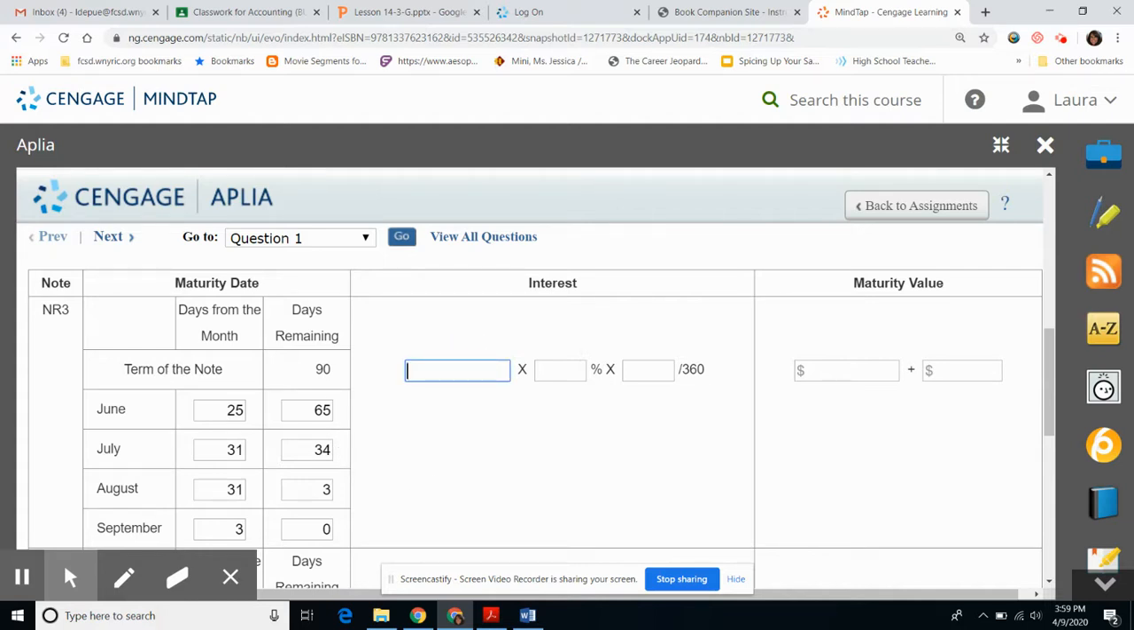For our interest, we start with that $20,000. The interest rate given above was 8%, and the days are the 90 days divided by the 360. That's how we would calculate that out. The maturity value is the $20,000 plus the amount that we got from this formula. So you take your $20,000 multiplied by 8%, multiplied by 90 over 360, and we get 400. If we add these together, the maturity value would be $20,400.